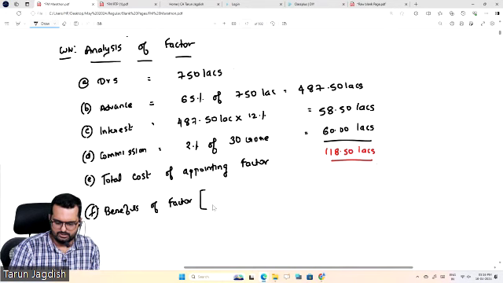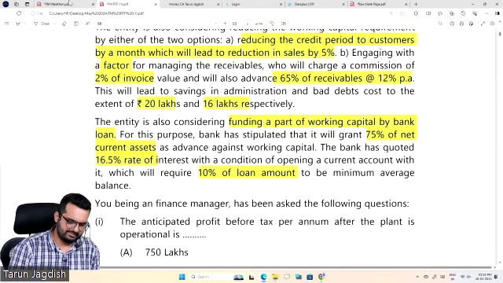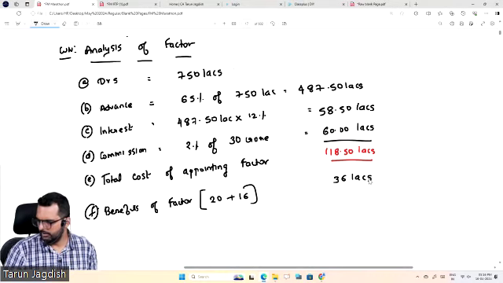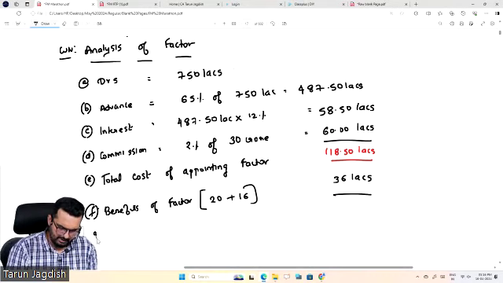How much is the administration cost savings you have told in the question? 20 lakhs and 16 lakhs. Can I directly add up and put 20 plus 16? So how much is the total that you get over here? Do you get the answer as 36 lakhs? That is also correct. So now tell me, what is your net cost?